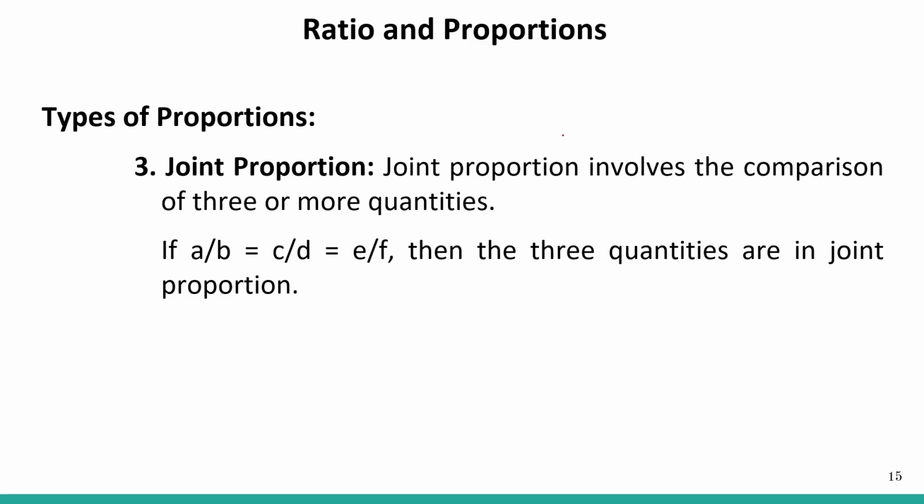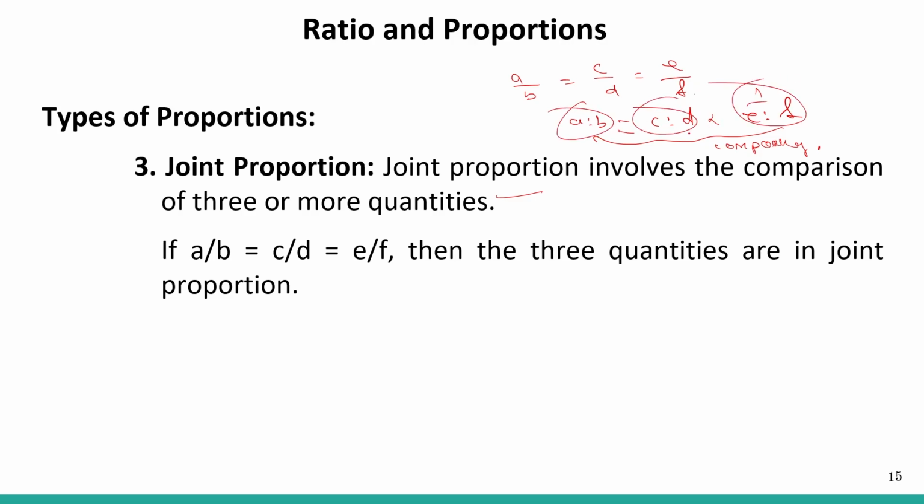So joint proportion involves the comparison of three or more quantities. That is, A is to B is equal to C is to D is equal to E is to F. You are comparing these three, so this will be called joint proportion, whether they are equal or inversely proportional. You are just comparing any two or three. Then they are called joint proportion. The example here, with equality, is direct proportion.